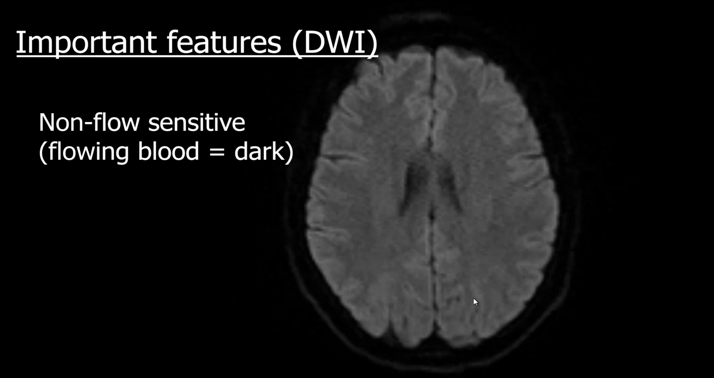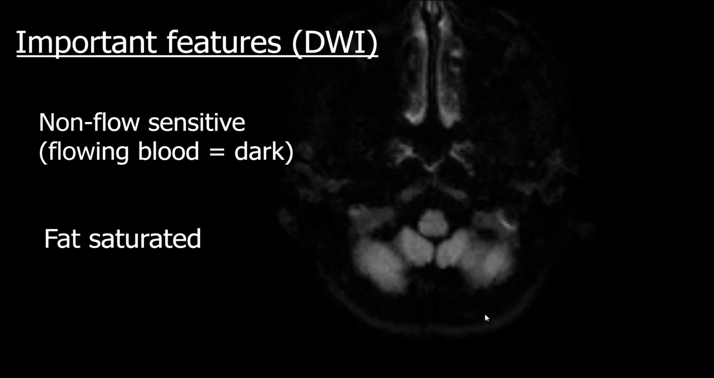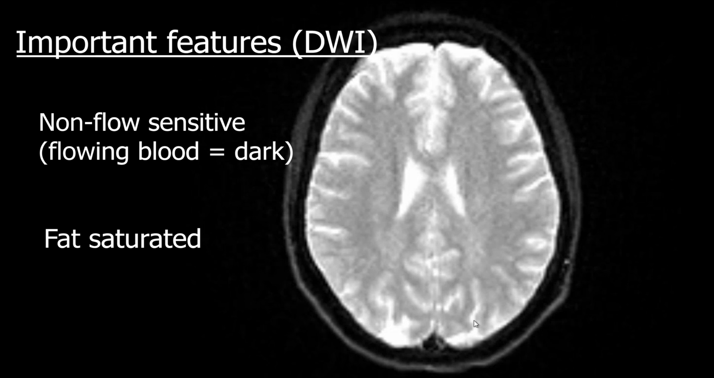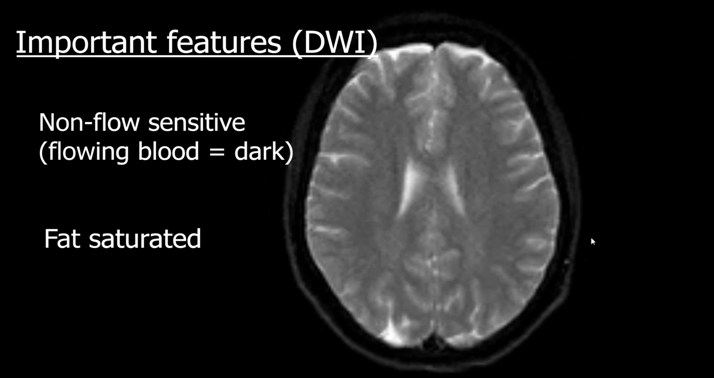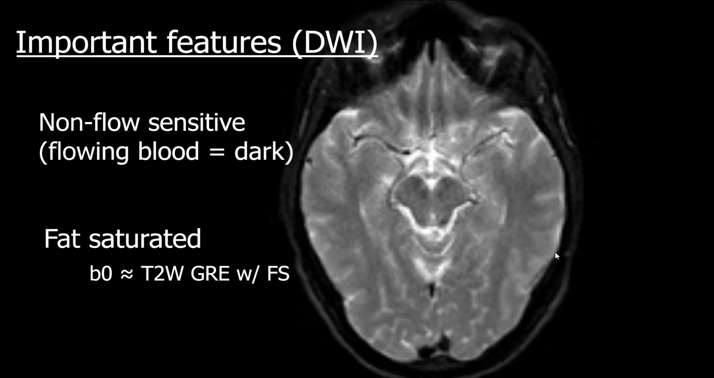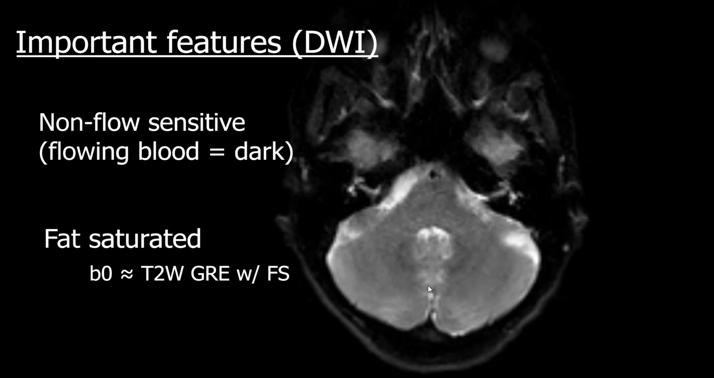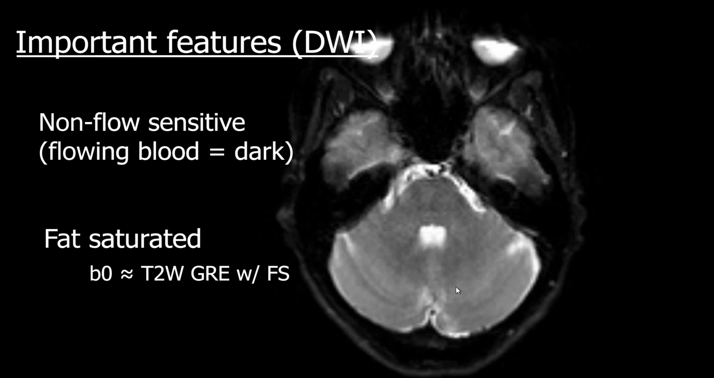Another very important feature of diffusion-weighted imaging is that it is a fat-sat sequence. The B0, which is this one, can essentially work as a poor quality T2 gradient echo sequence, but most importantly, with fat saturation. This is a very useful feature. Depending on the local practice and MRI protocol, a dedicated fat-sat sequence may not be part of the routine brain MRI. This can be very useful to see if a T1 hyperintense lesion has fat or not.